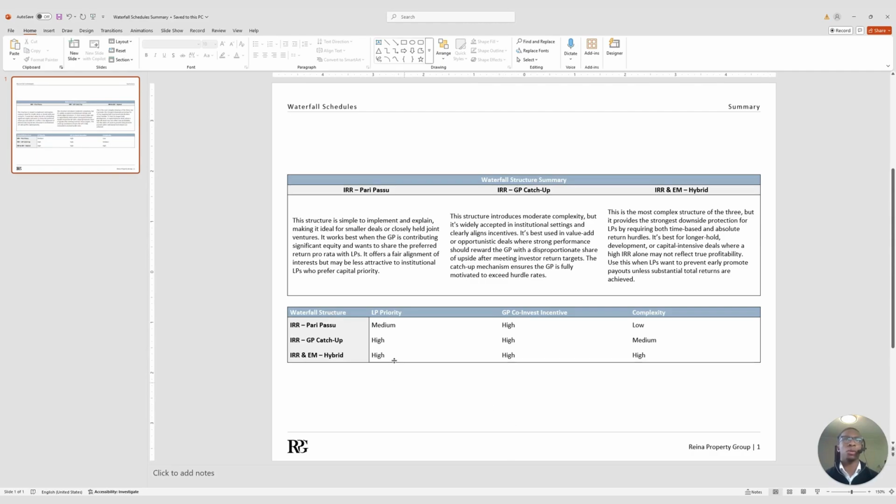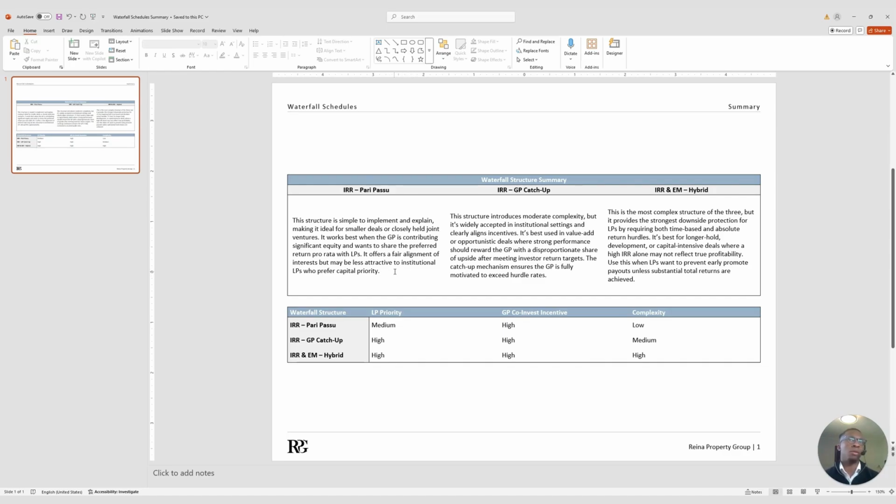different waterfall structures. So for the Pari Passu IRR-based waterfall structure, the big advantage here is that this structure is simple to implement and explain, so I think it's ideal for smaller deals or closely held joint ventures, and it works best when the GP is contributing significant equity and wants to share the preferred returns pro rata with the LPs, which is what we discussed.